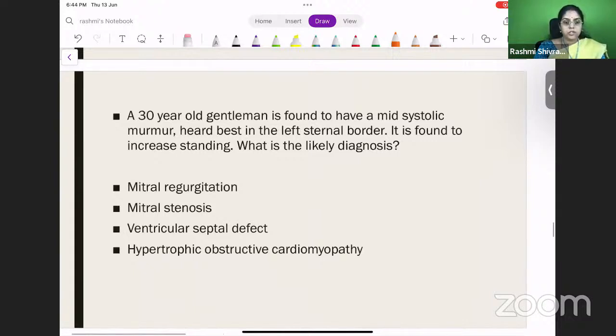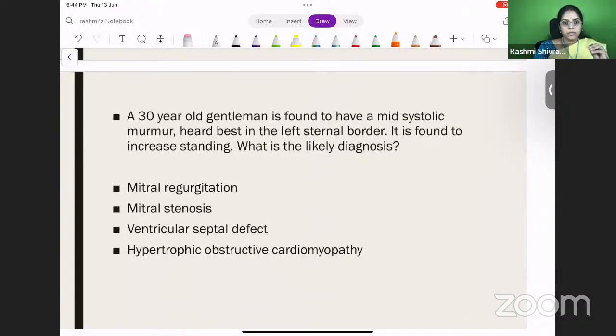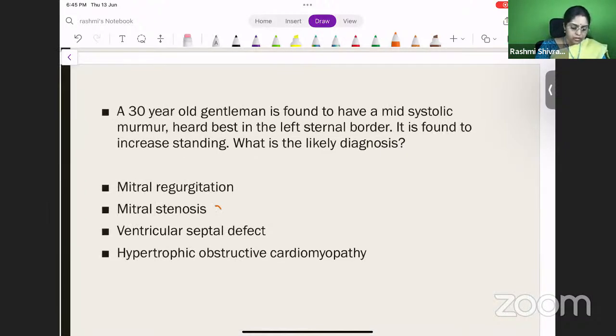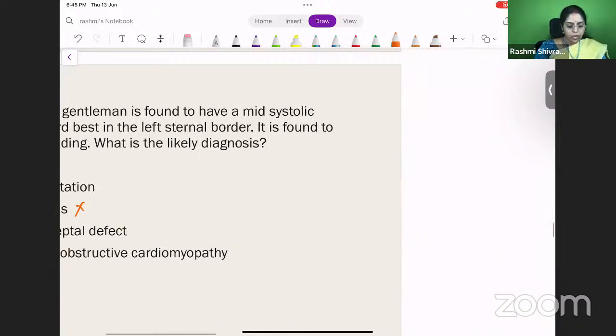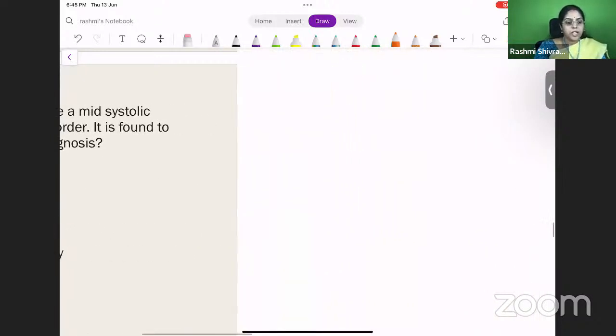So just putting the options again. The options are mitral regurgitation, mitral stenosis, ventricular septal defect, and hypertrophic cardiomyopathy. So mitral stenosis is right away eliminated because it's a mid-systolic murmur. It's not a mid-diastolic murmur. So this is taken away. Okay, so let's find out what happens in dynamic auscultation.